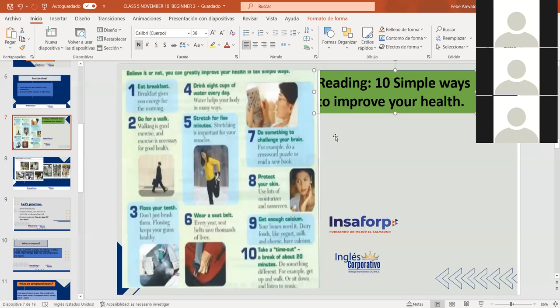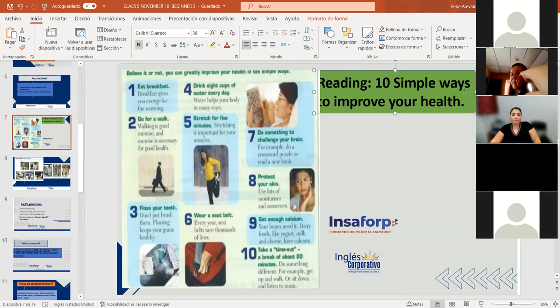Don't just brush them. Flossing keeps your gum healthy. Healthy. Drink a cup of water every day. Water helps your body in many ways. That's correct. Thank you, Gloria. Gloria, repeat after me. Floss your teeth. Floss your teeth. Exactly. Thank you. All right, Gloria.